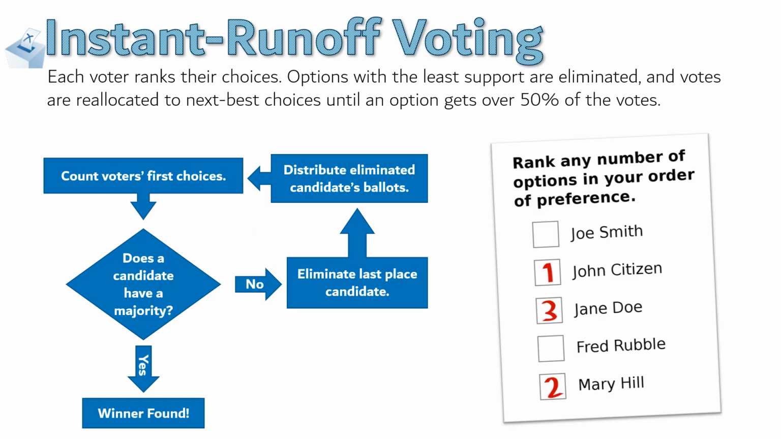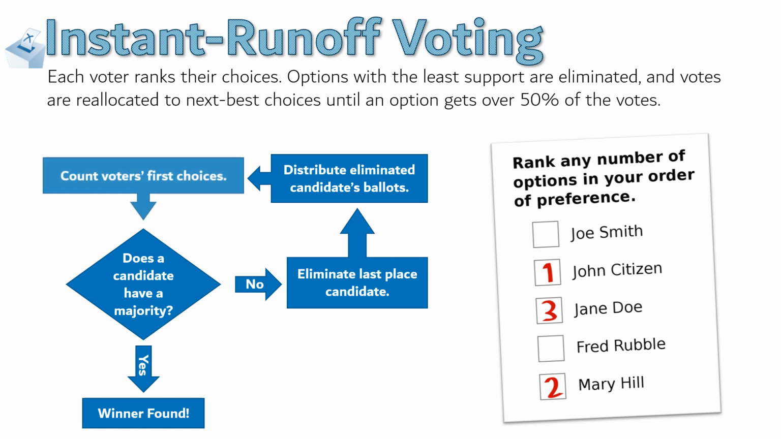Many people support switching our voting system to instant runoff voting, and some places already have. With instant runoff voting, each voter ranks their choices. Options with the least support are eliminated, and votes are reallocated to next best choices until an option gets over 50% of the votes. This flowchart shows how to tally the votes. Voters will have indicated their first, second, third, fourth, fifth choices, and so on. There can be as many options as you want, and voters can rank as many of them as they would like.